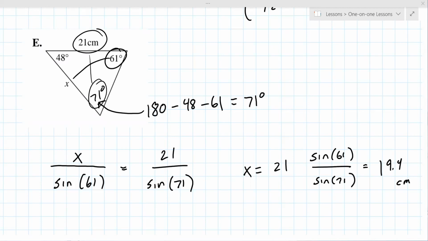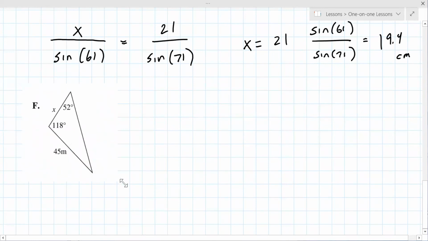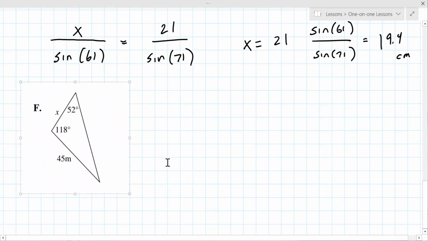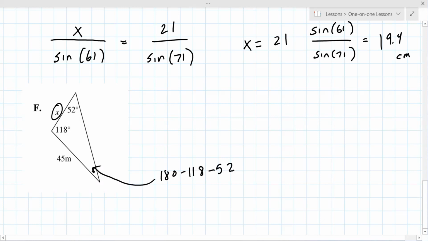All right, on to the next one. They actually redo the lettering. That's interesting. Okay, so here's the side. We need the angle across from it, and that's 180 minus 118 minus 52. That ends up being 10 degrees.